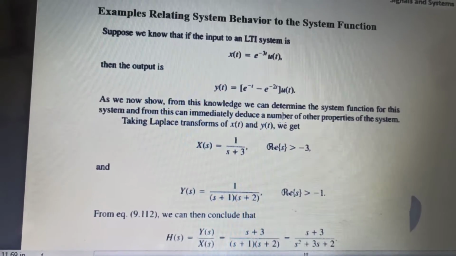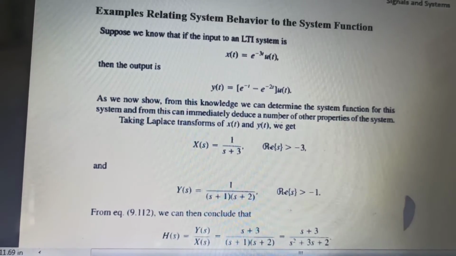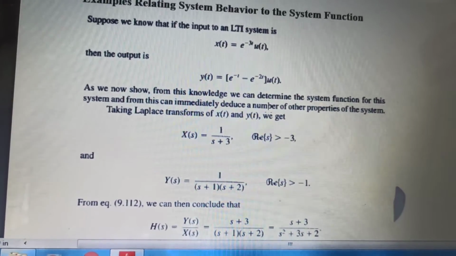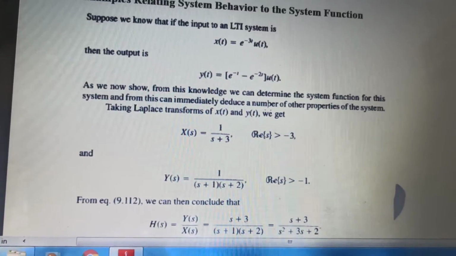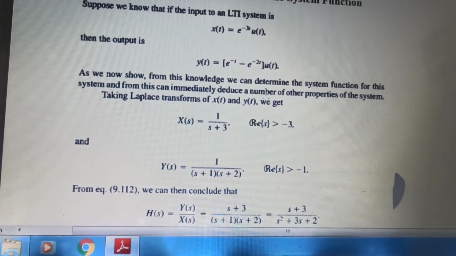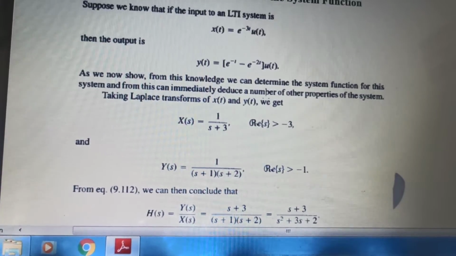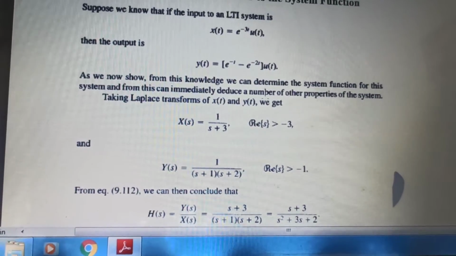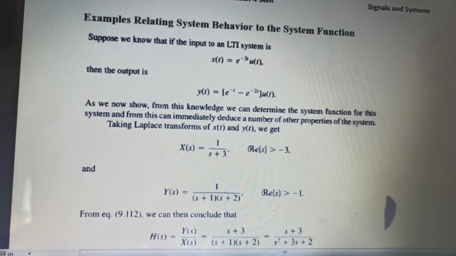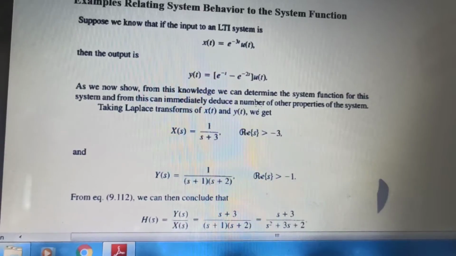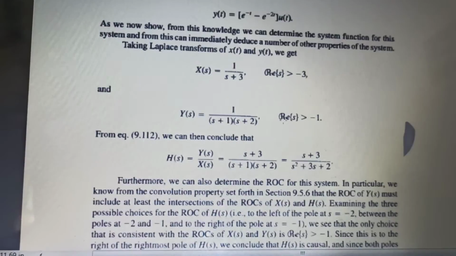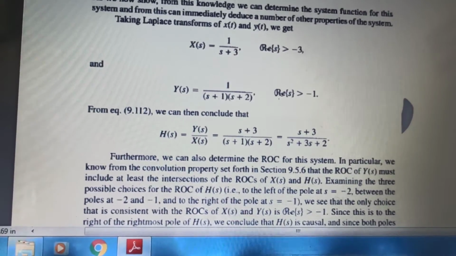Now, suppose that the input is x(t) equal to e to the power -3t u(t). The output is given by y(t) equal to e to the power -t minus e to the power -2t, u(t). Now the system function can be derived very easily. X(s) is 1 upon s plus 3, provided that the real part of s is greater than -3. And Y(s) is 1 upon (s plus 1)(s plus 2), provided that the real part of s is greater than -1.